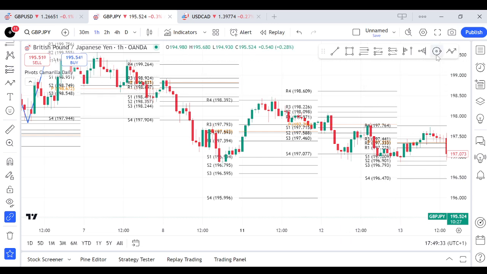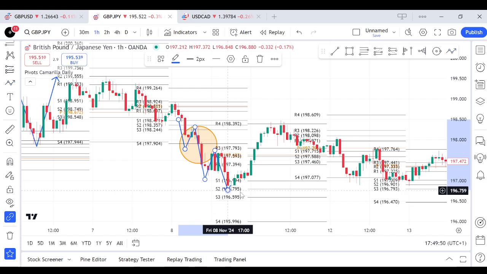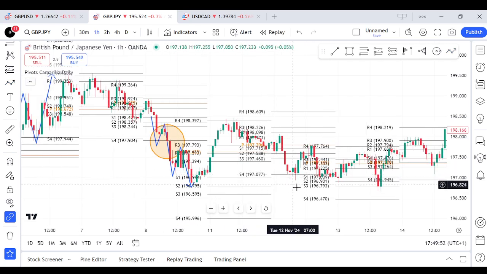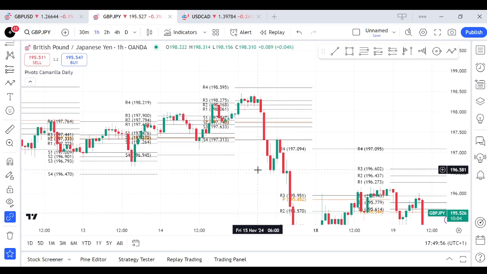So this is another one that happened right here. You can see this price just wicked below S4, gave us a retest, and another confirmation right here for this push to the downside. And that is basically how you can use the breakout trade strategy.